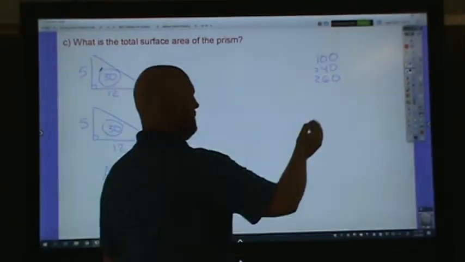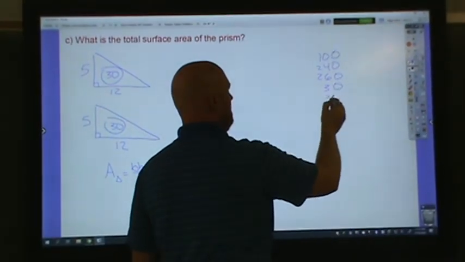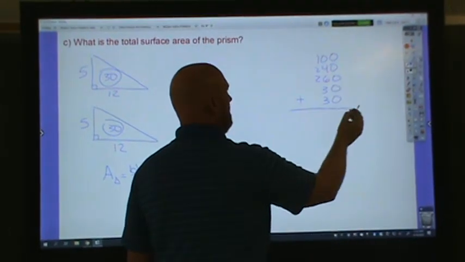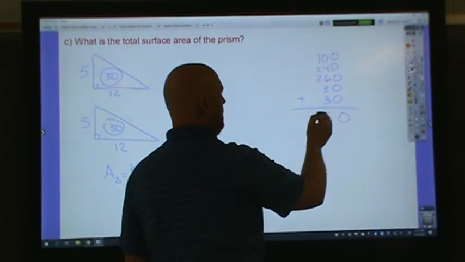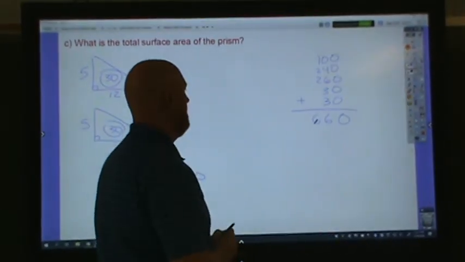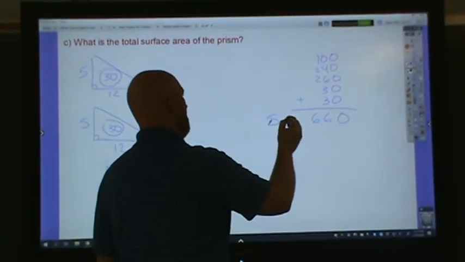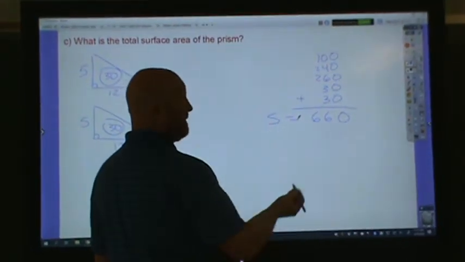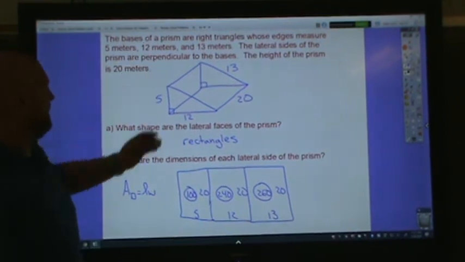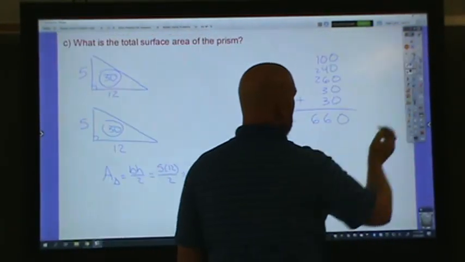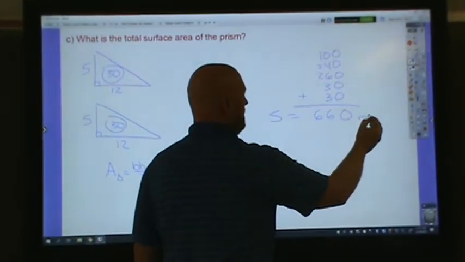So I have to add those in as well, 30 and 30. So when I add the zeros, I get a 0. When I add here, I have a 6. I carry the 1. I have another 6. This is the surface area, so I could write S equals. And then I need to make sure that I write my unit if there is a unit. In this case, it says the unit is meters. So when we have that unit over here, it'll be meters squared.